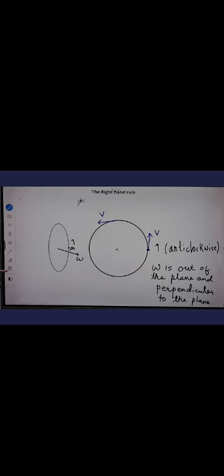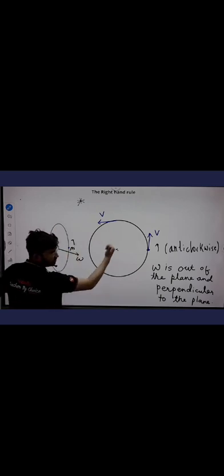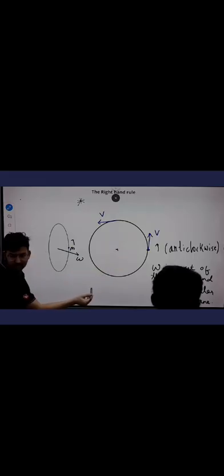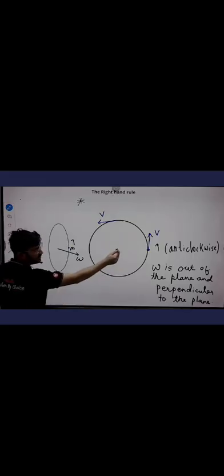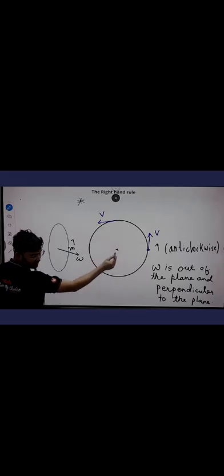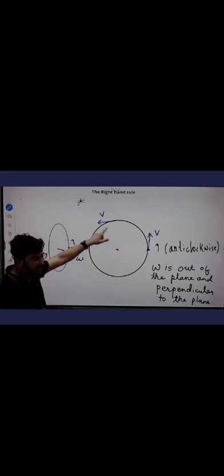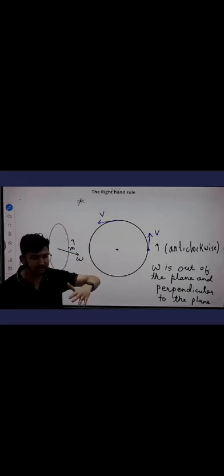Its direction is always tangent to the circle. But here we are talking about omega. It's perpendicular to the plane, and it's given by the right hand rule. It's out of the plane and perpendicular to the plane. Got it? Any doubt? You can see it's at 90 degrees. This one may change, may not change. It depends on what kind of circular motion you have. We'll get there in today's class.